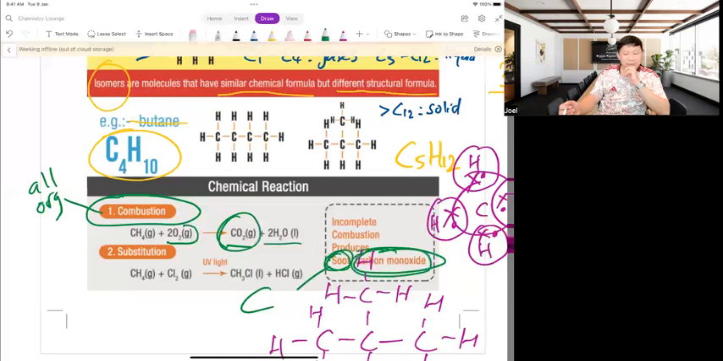What causes incomplete combustion? Not enough oxygen, insufficient oxygen, limited oxygen. Of course, by looking at the equation you cannot see it, so they have to describe it to you. So when there's not enough oxygen, there will be incomplete combustion. When they just say combustion, I assume it's complete.